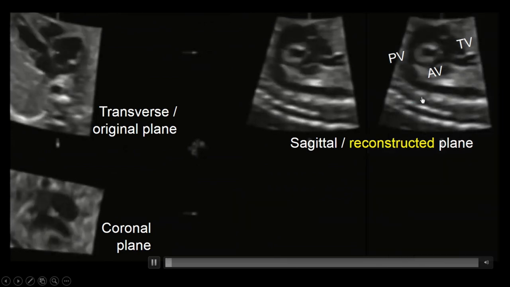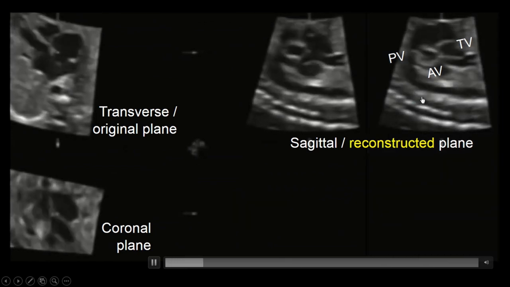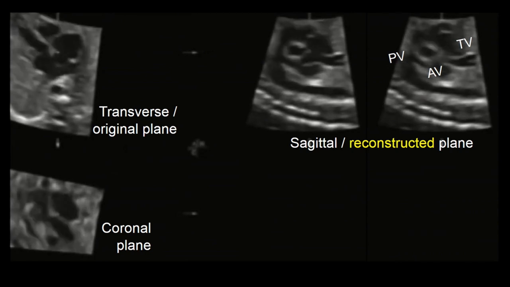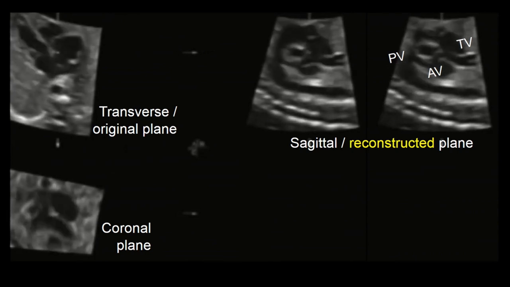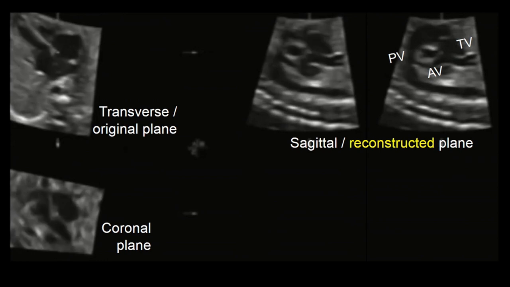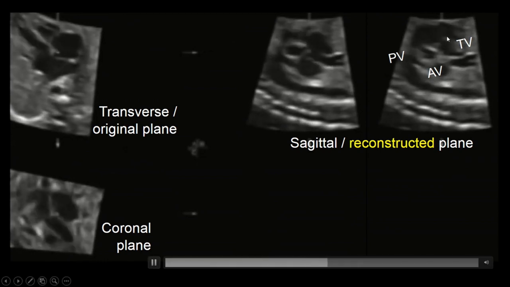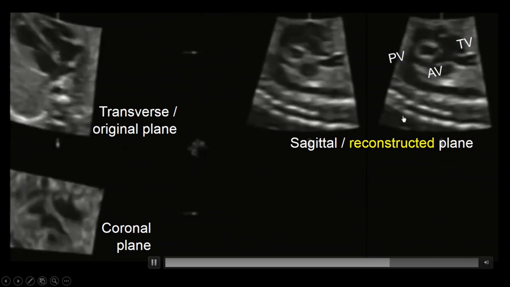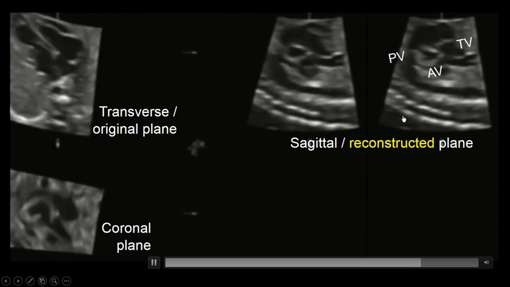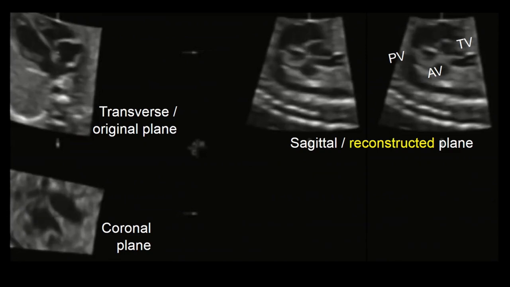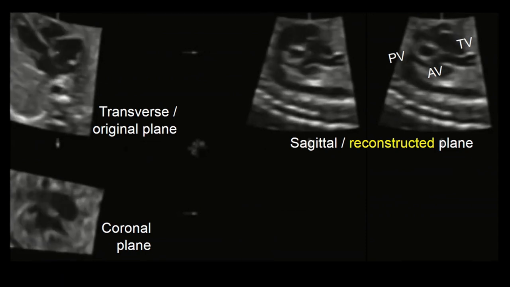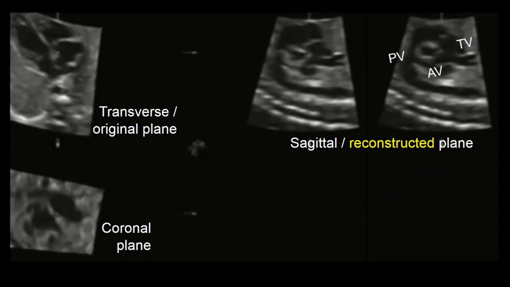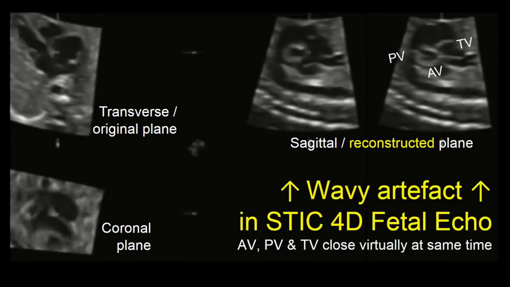If I slow down, what would you see? You would think this is a normal view of the heart, reformatted from a STIC volume. But if you pay attention, the tricuspid valve, aortic valve, and pulmonary valve are all closed at the same time. How could it be? That's because the timing correlation between the scan and the final imaging has something distorted. That's what we call wavy artifact.